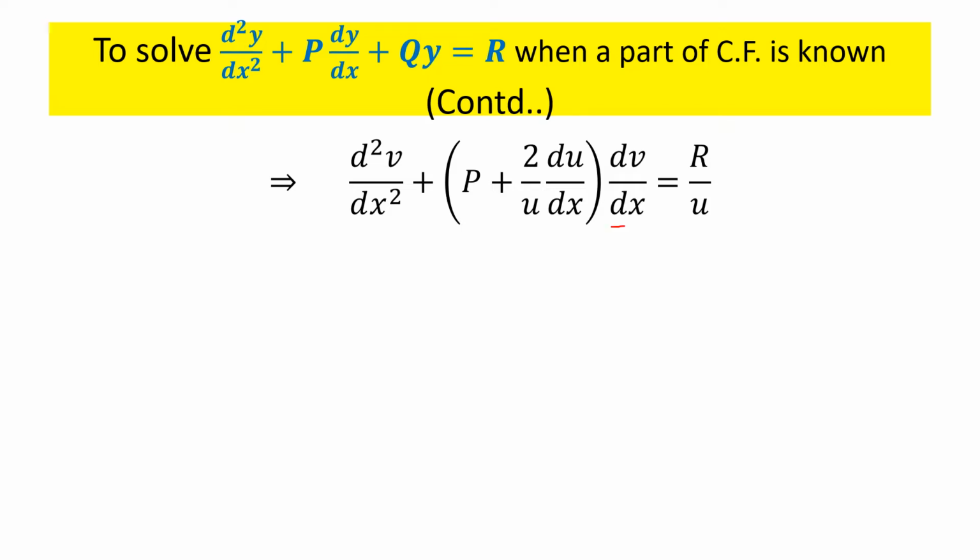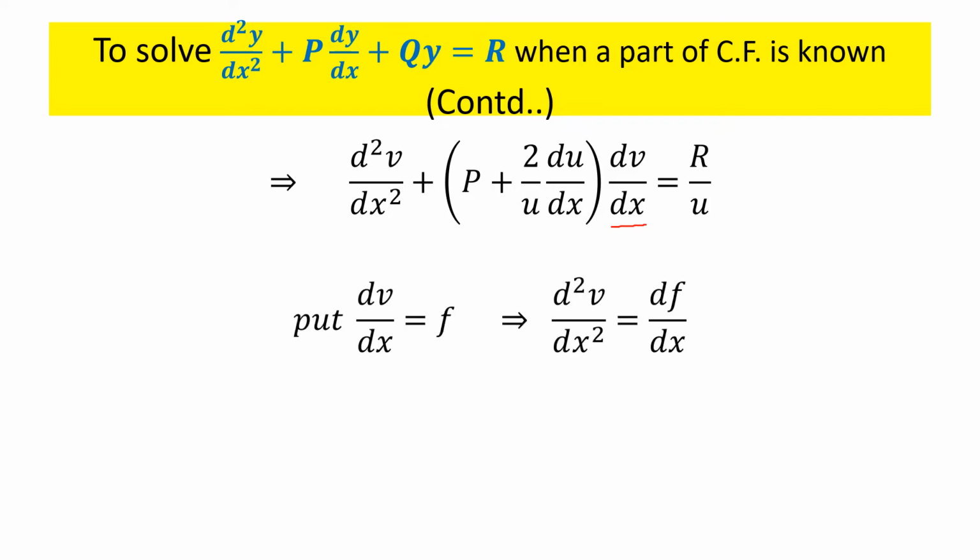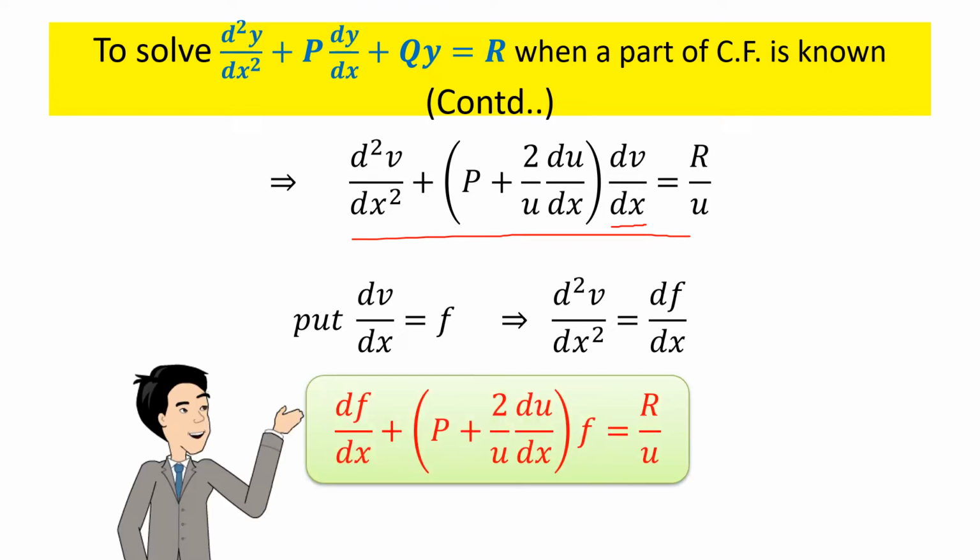So put dv by dx is equal to f. So this implies d square v by dx square is equal to df by dx. So we shall substitute these values in the previous equation. Therefore, we get df by dx plus p plus 2 by u into du by dx into f is equal to r by u. So we have to remember this equation to solve second order LDE.